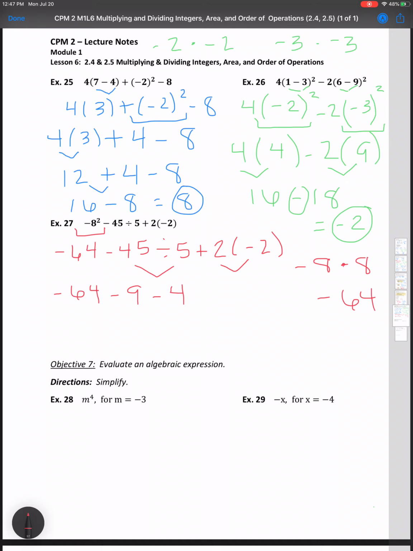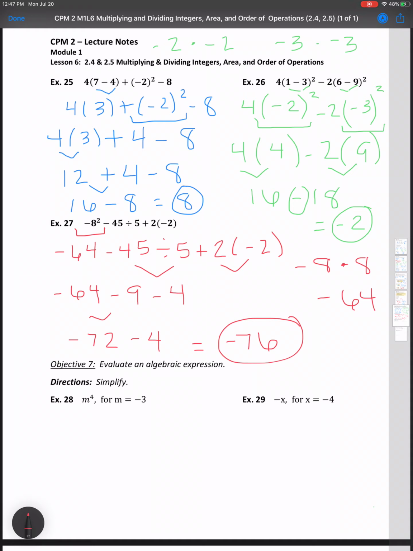Now on to add and subtract. Work it left to right. Negative 64 minus 9, same sign, so add, keep the sign, bring down minus 4. Negative 72 minus 4, again, same sign, so add, keep the sign. So my final answer is a negative 76.